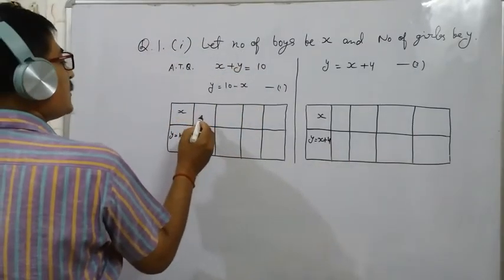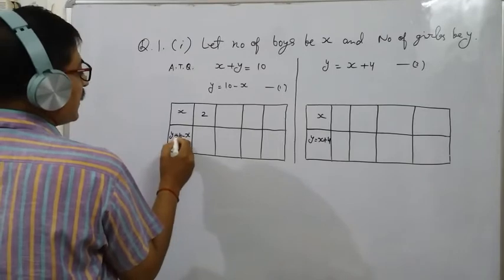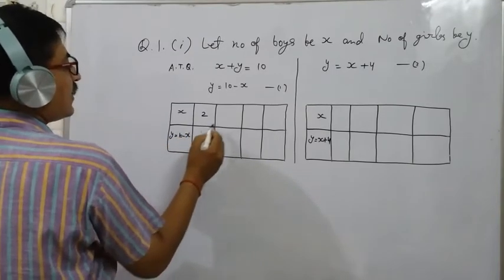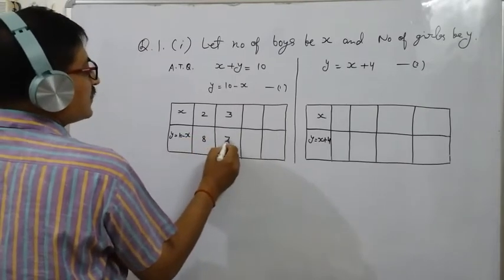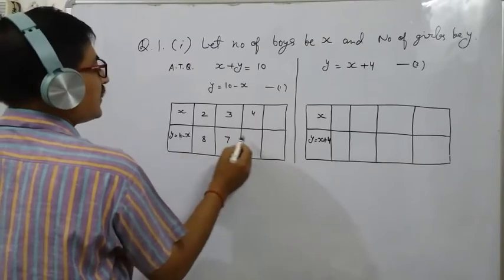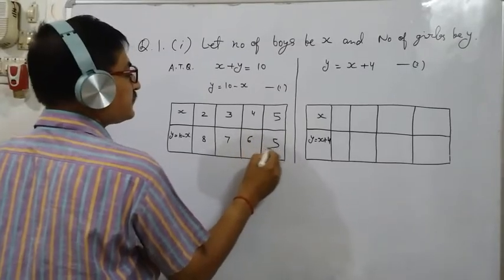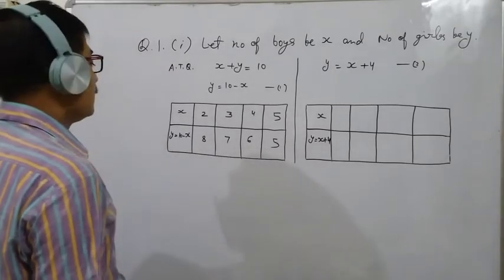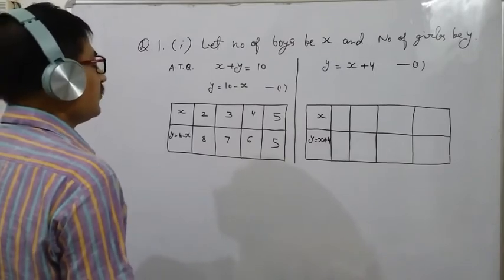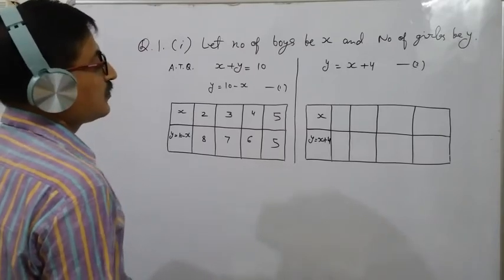Suppose x equal to 2, two boys are there. Then the number of girls, y equal to 10 minus 2, will be 8. When there are 3 boys, the girls will be 10 minus 3, which is 7. When it is 4, that will be 6. And when it is 5, that will be 5. So if x equal to 2, then y equal to 8; x equal to 3, then y equal to 7; x equal to 4, then y equal to 6; and x equal to 5, then y equal to 5.